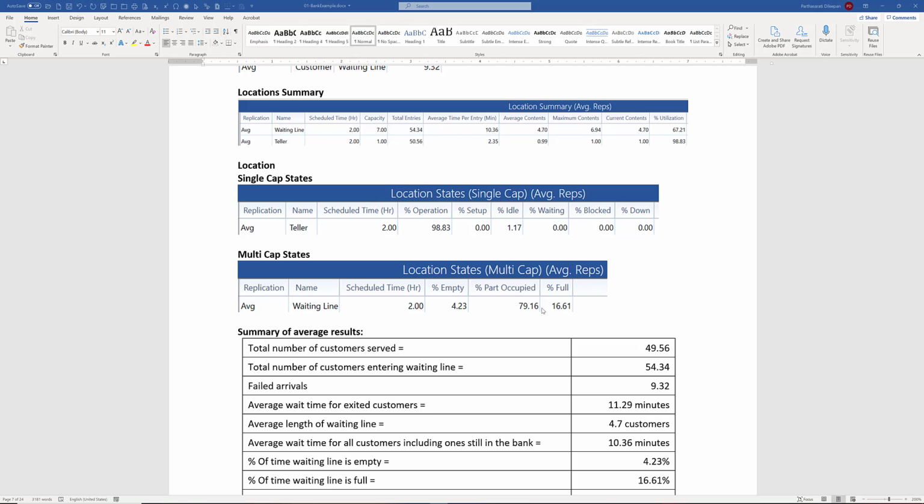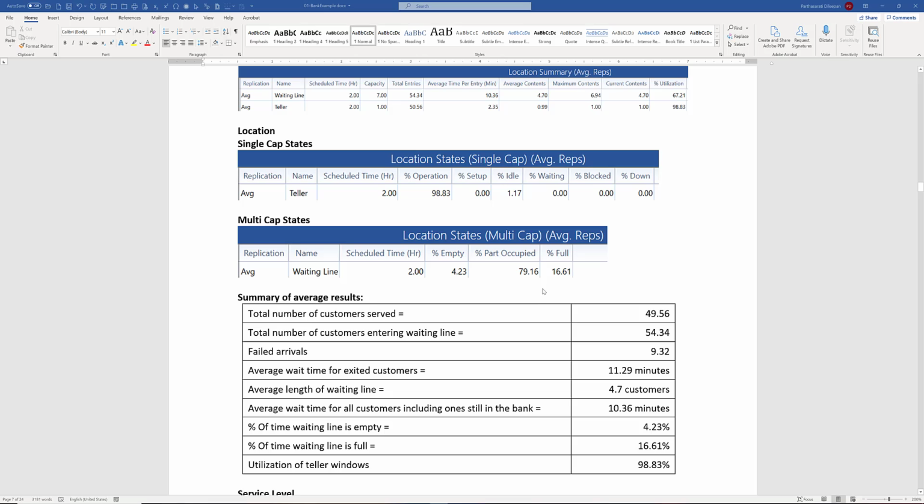Now percentage of time the waiting line is empty, so here you look at multi-state capacity. So full is 16.61%, empty is 4.23%. And then if you look at single capacity, which is teller, you see percentage of operation is 98.83%. So that's the utilization of the teller windows. There is only one teller, and that teller is busy 98.83% of the time. So that's probably the reason why we have so many failed arrivals and people waiting more than 10 minutes to get served.